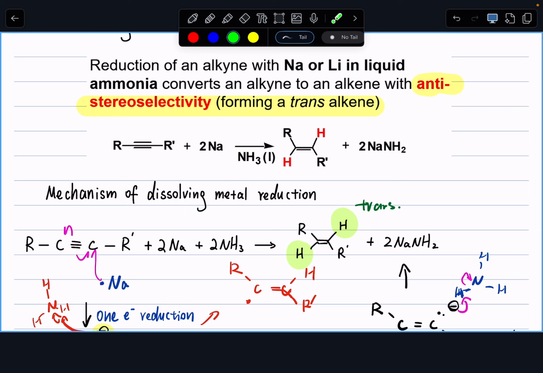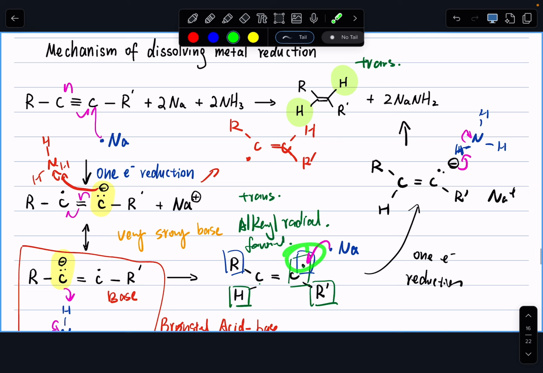One more question. Is the reason that we want our electrons next to the R group because of hyperconjugation, or is it something else? It's related to hyperconjugation, but I'm not going into too much detail about the actual stability of the alkynyl radical. It's a little bit above the 30A level.